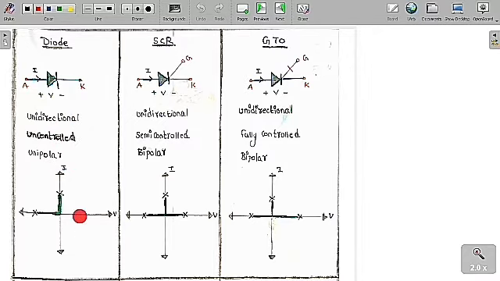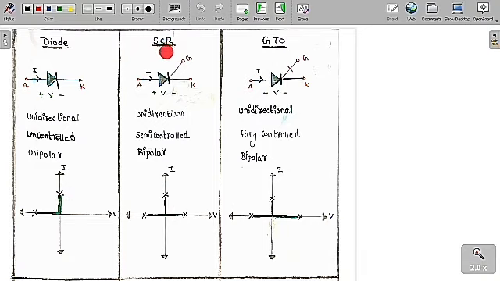Suppose you give a positive voltage across this diode. The voltage will become ideally 0 and the current is a non-zero value, so you are going to get this shape. But if you give a negative voltage, then definitely the current is 0, so you are going to get it like this. Therefore, these are the IV characteristics of a diode.